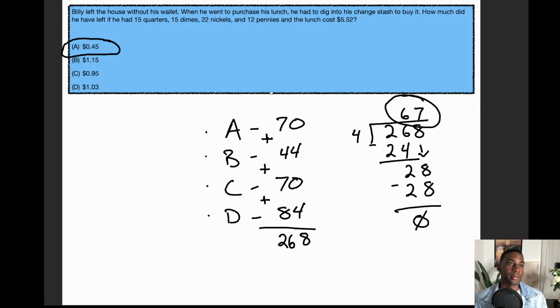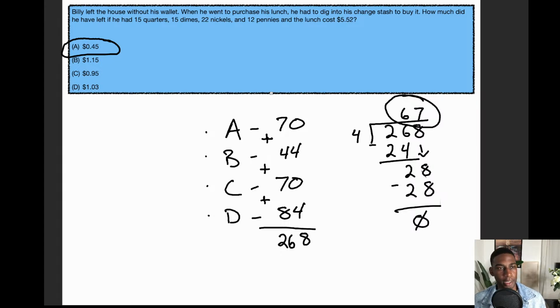Billy left the house without his wallet. Billy sounds like me. When he went to purchase his lunch, he had to dig into his change stash to buy it. How much did he have left if he had 15 quarters, 15 dimes, 22 nickels, and 12 pennies, and the lunch cost $5.52?